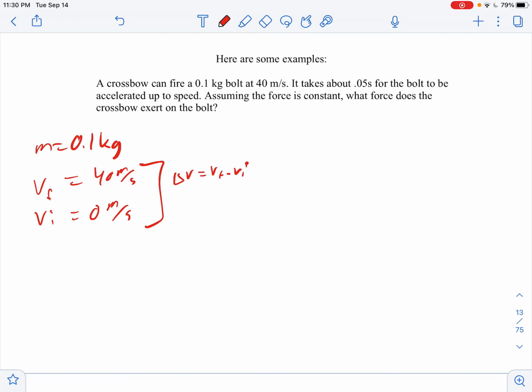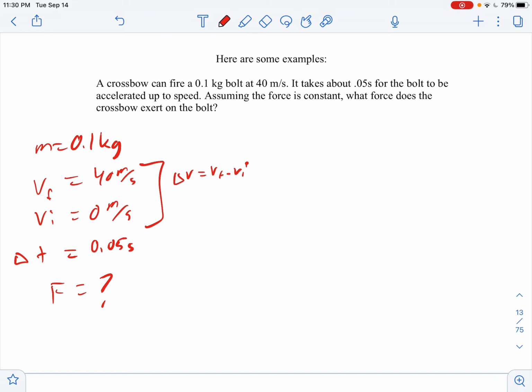All right, it says here it takes about 0.05 seconds for the bolt to be accelerated up to speed. So I've got a time frame of 0.05 seconds. And remember, that's really just the delta, the change in the time. That's how long it takes for it to fire this thing. So it says, assuming the force is constant, what force does the crossbow exert on the bolts?